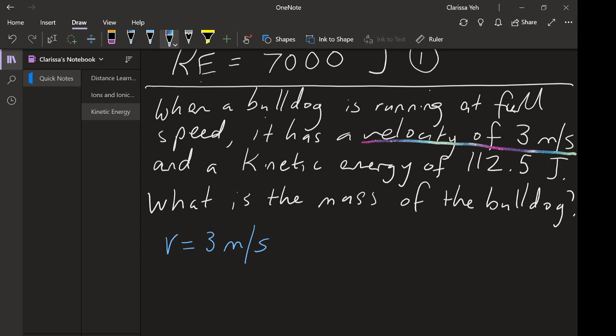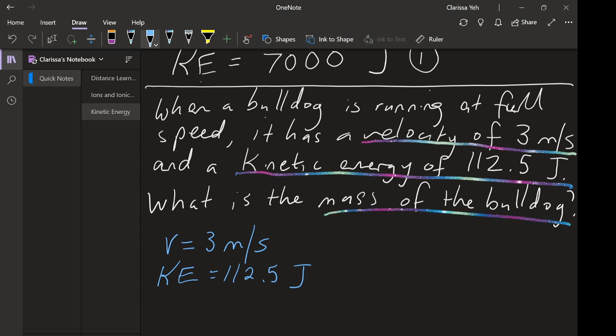And a kinetic energy of 112.5 joules, that is a number. I'm underlining that, putting it in my list. Kinetic energy is 112.5 joules. What is the mass of the bulldog? That is what they're asking me to find. So I'm going to write mass equals question mark.